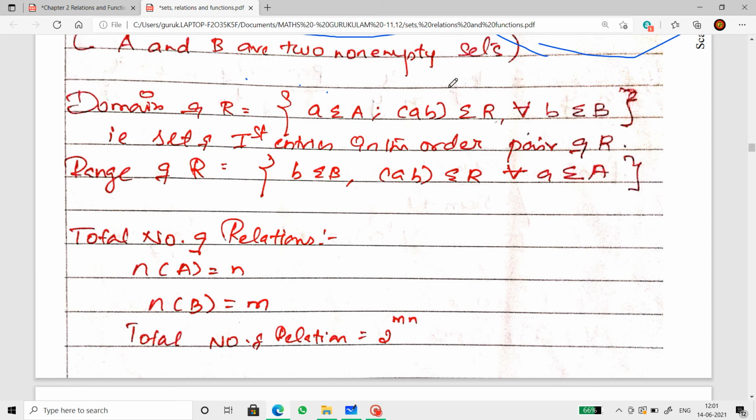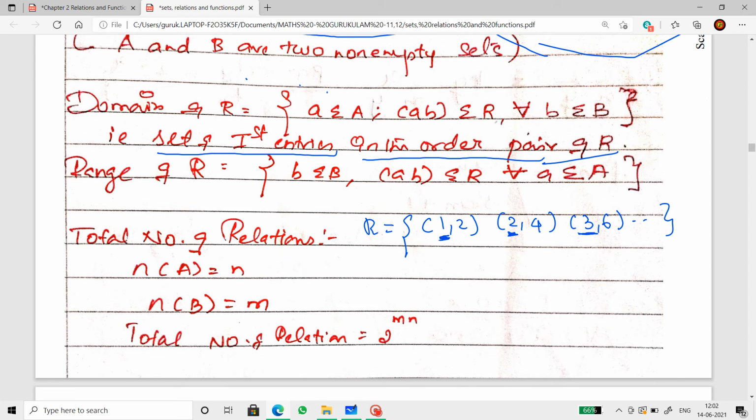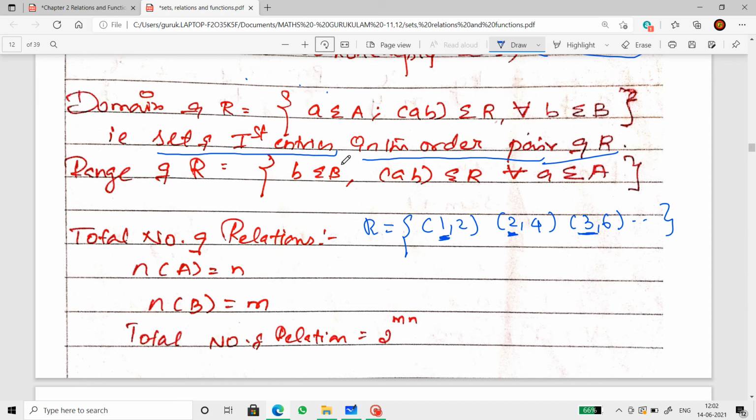Well, definition is always vague, right? The first element, or the set of all the first entries of an ordered pair. In simple terms, say R set contains (1, 2), (2, 4), just random, okay? (3, 6), something like this. All the first entries of the ordered pairs are called the domain. Set of first entries in the ordered pairs of R is called the domain of R.